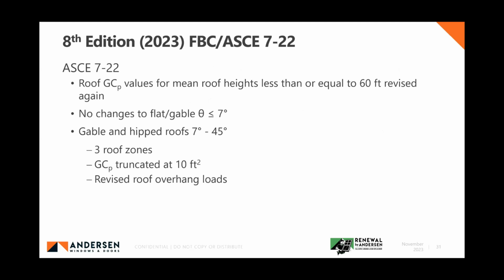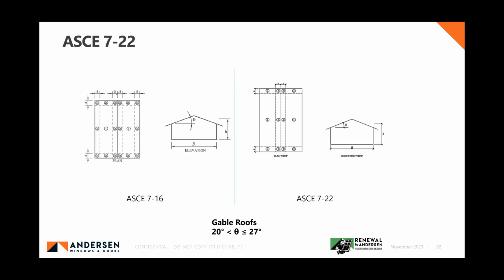And all the pressure coefficients are truncated at 10 square feet, and revise the roof overhang loads. But the bottom line is it's a lot simpler and loads have gone down a little bit. They haven't gone down as much as they went up, but they have gone down a little bit. So just a quick example. This is for gable roofs, 20 to 27 degrees.